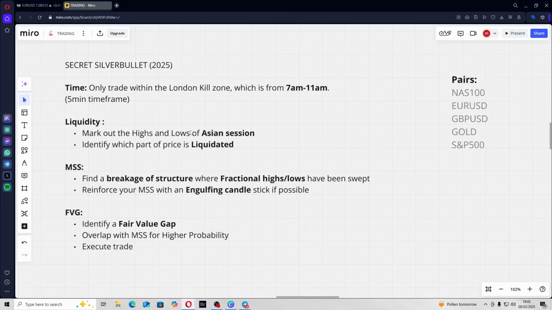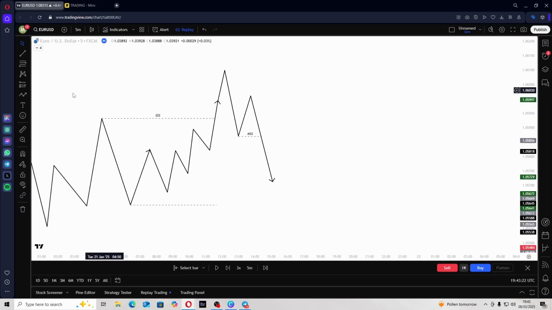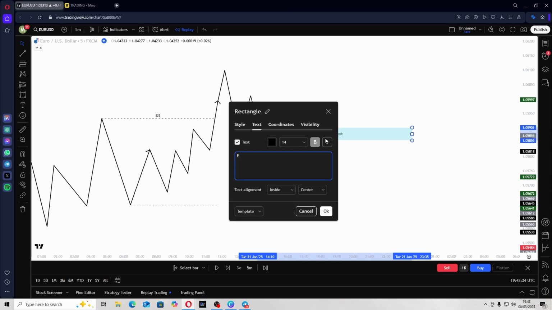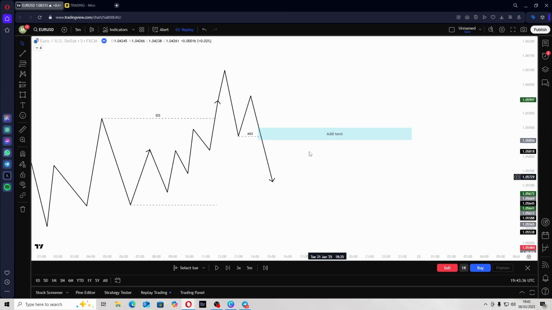And now all we've got to do is very simple from here on out. We need to identify a fair value gap. We overlap the fair value gap with a market structure shift for a higher probability, and then we can execute the trade. This is all we need to do from here on out. So just find the fair value gap right here, which will be from this area to this area, which will overlap with the market structure shift for a higher probability too. And all this is going to be, I'm just going to annotate that this is a fair value gap.